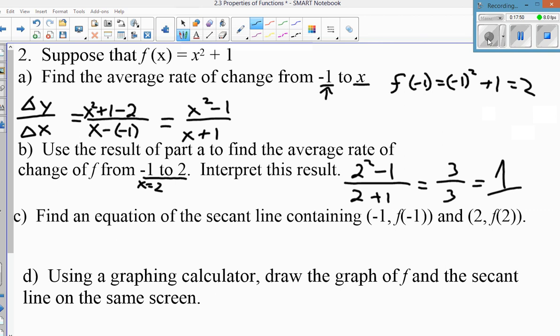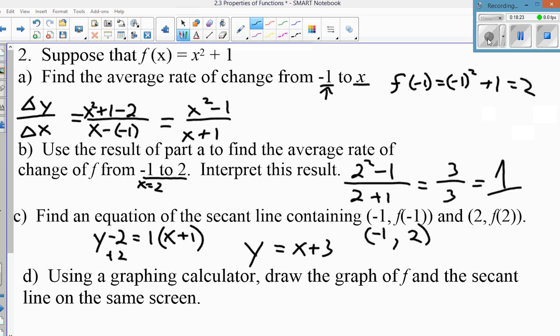Remember, I know these points. F of negative 1 is the point negative 1, 2. And that's all I really need to know for this, because I can use my point slope form. And I can do y minus 2 equals 1 times x plus 1. I can simplify this out and add 2 to both sides. So then my final equation is y equals x plus 3. So this should be the secant line containing the point negative 1, 2.